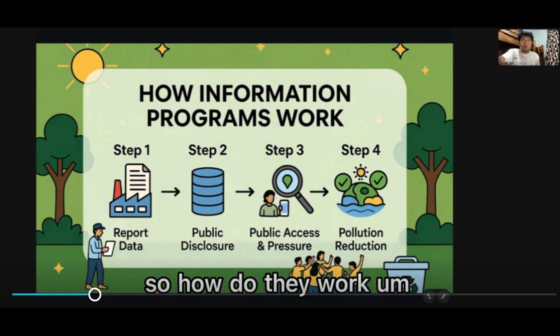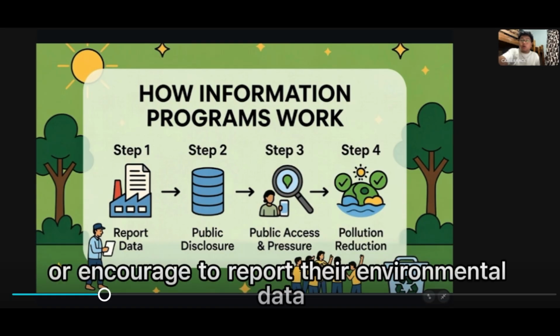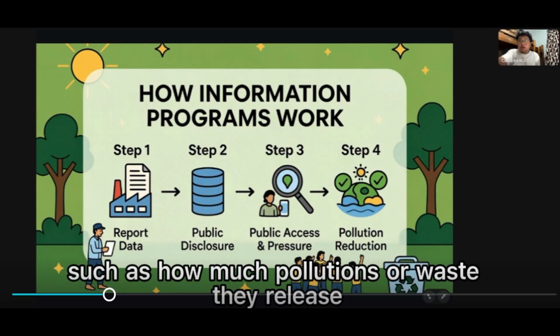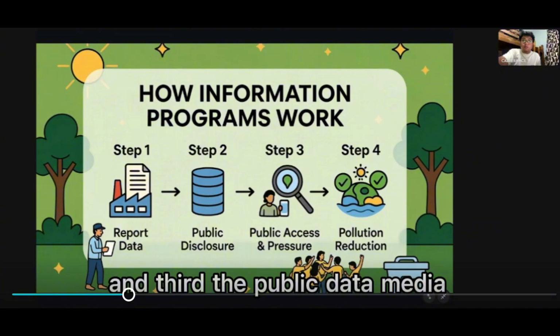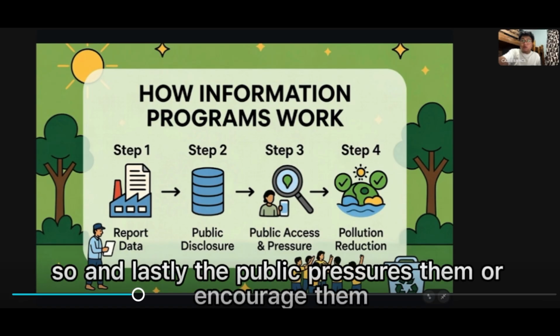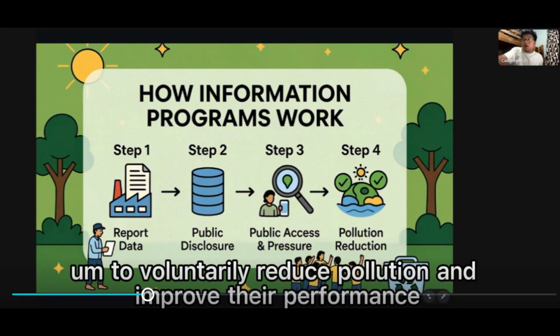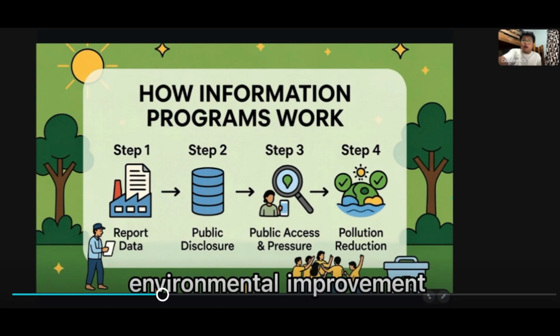So, how do they work? First, companies are required or encouraged to report their environmental data, such as how much pollution or waste they release. Second, the government or NGOs collect and publicly disclose this information. And third, the public, media, investors, and communities get access to it. And lastly, the public pressures them or encourages them to voluntarily reduce pollution and improve their performance. So it's a cycle that turns information into real environmental improvement.